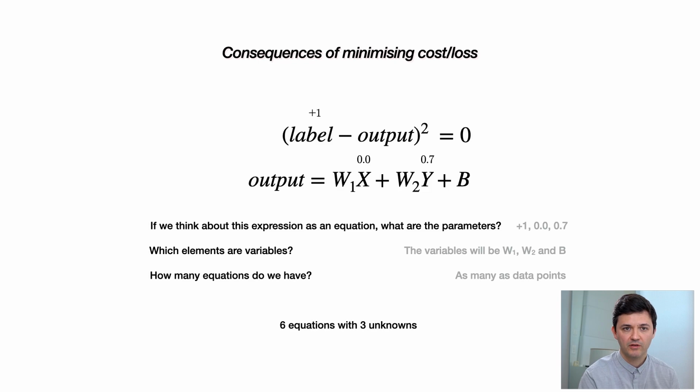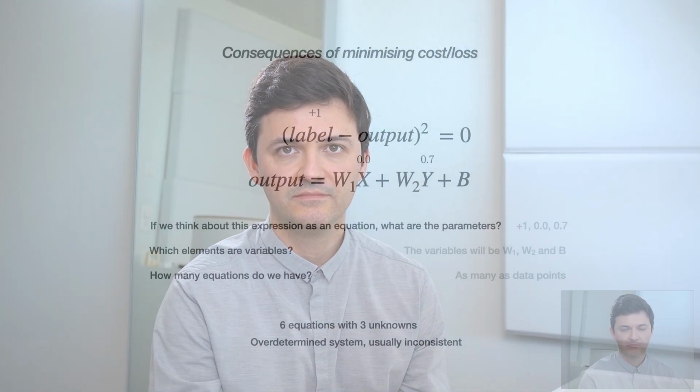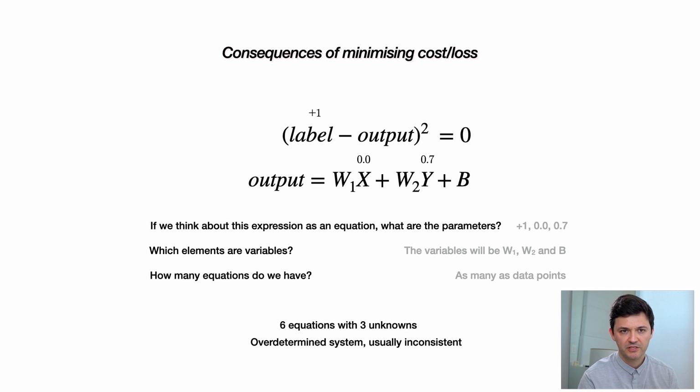So if you know your algebra, then you know that this will be an overdetermined system of equations, and such a system will usually be inconsistent. Well, if you're not really familiar with what I just told you, then let me give you a much simpler example of an overdetermined system of equations.